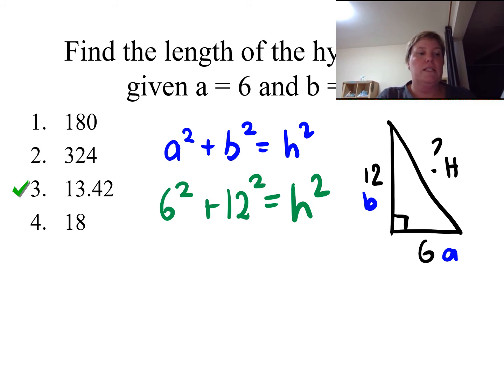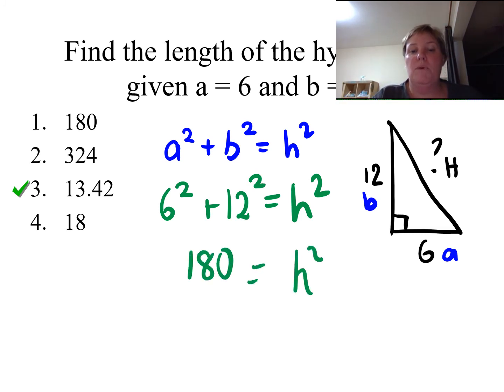Okay, so I've got 6 and I'm squaring it, and I'm adding it to 12 and I'm squaring it, and I get the answer 180. I'm going to write that down on the screen. You don't need to do that. You can go straight to the next step. The important bits in this formula is this line and this line, okay? My last step is to remember to root both sides.